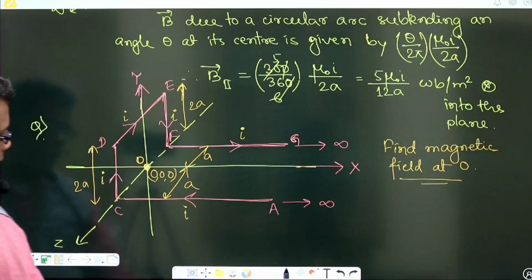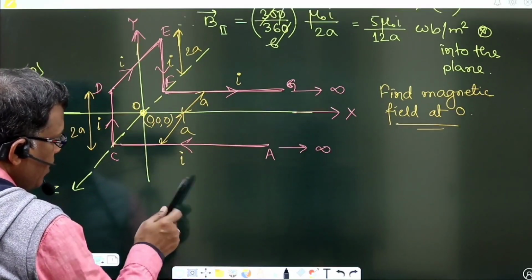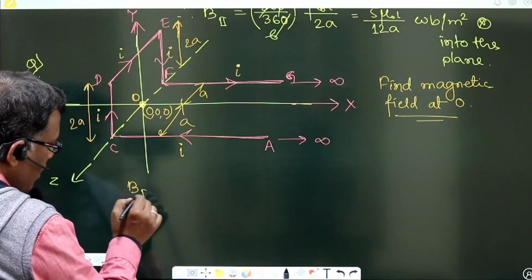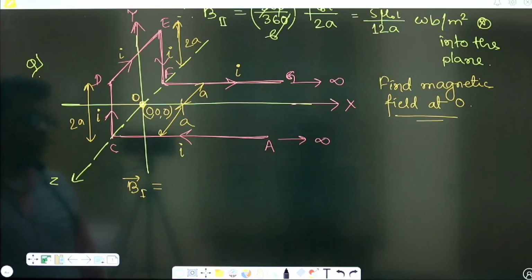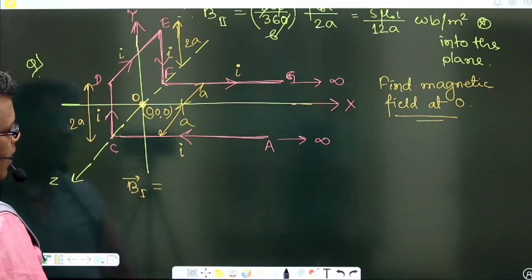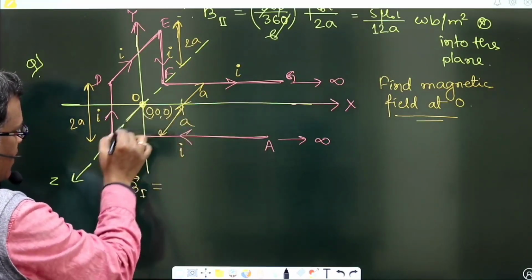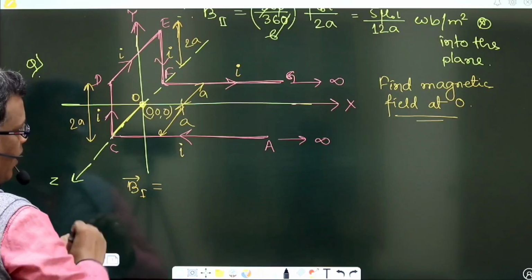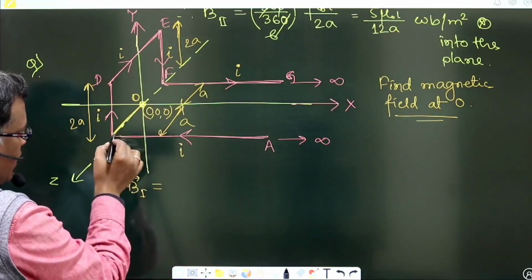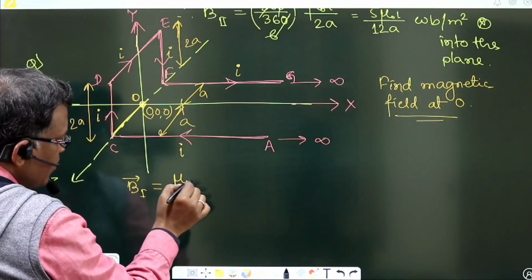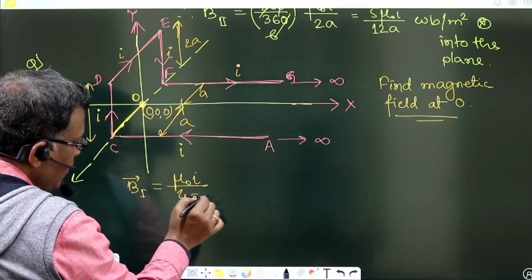What will be the magnetic field due to section 1? First tell me, what will you write down as its result? What is the perpendicular distance of this wire from the required point? This line is parallel to the x-axis, so this distance is A. Being semi-infinite, with one end closest, I can write it is mu naught I by 4 pi A.